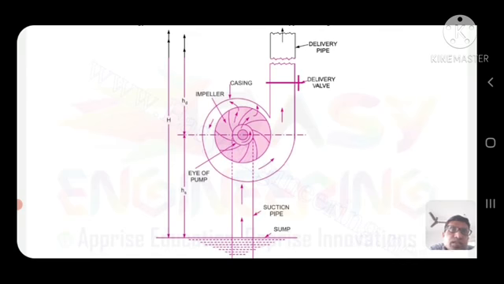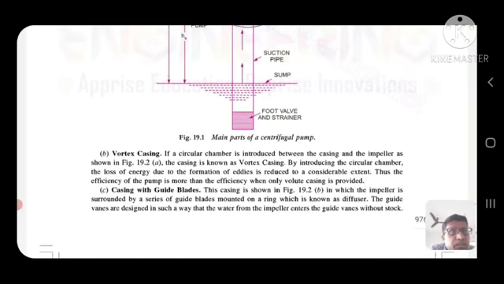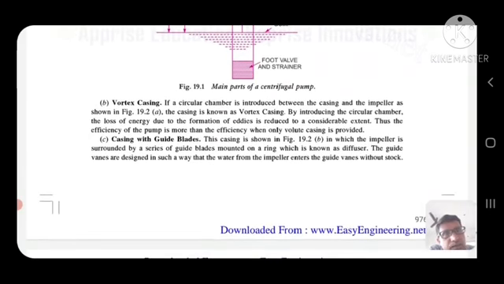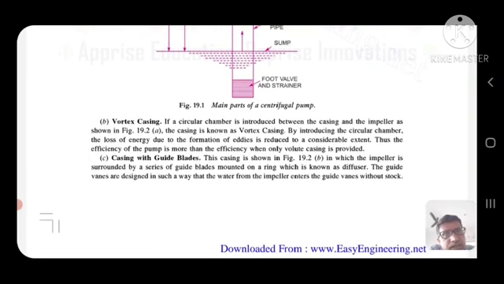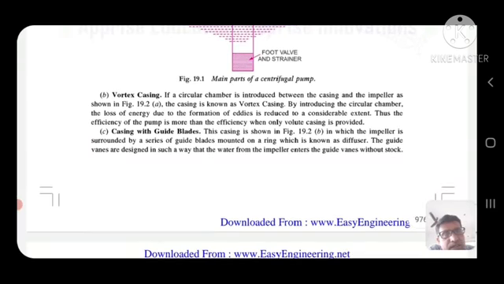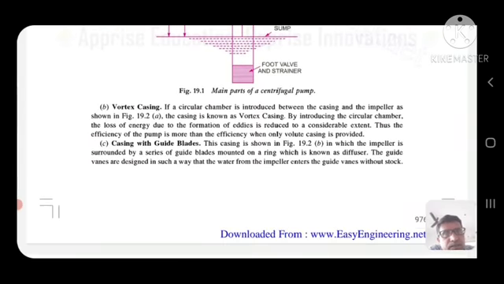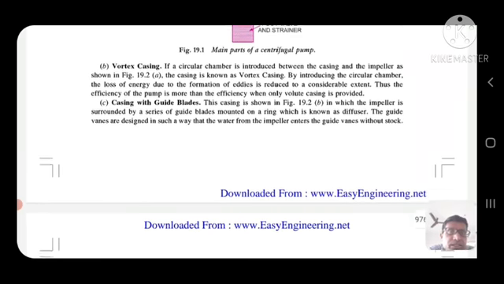Impeller, casing, delivery valve, delivery pipe, suction pipe, sump: main parts of a centrifugal pump. Vortex casing: if a circular chamber is introduced between the casing and the impeller as shown in figure, the casing is known as vortex casing. By introducing a circular chamber, the loss of energy due to formation of eddies is reduced to a considerable extent. Thus, the efficiency of the pump is more than the efficiency when only volute casing is provided.